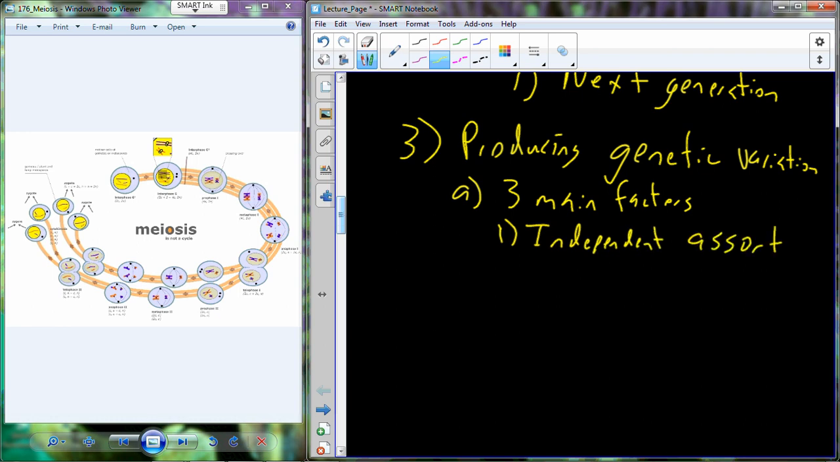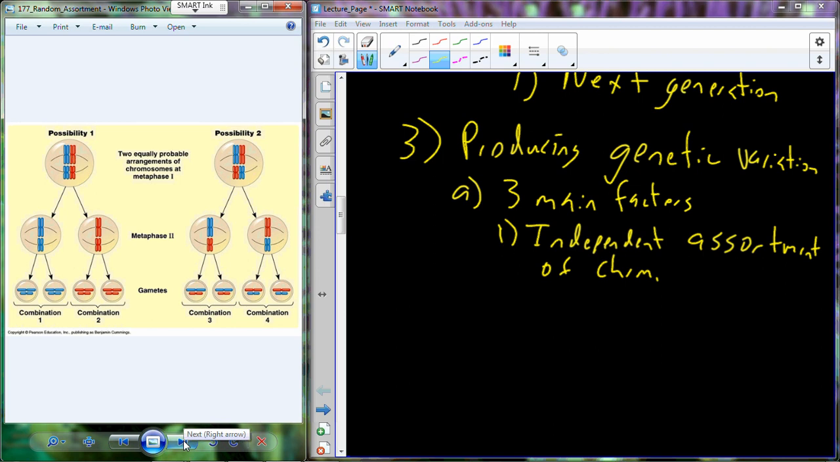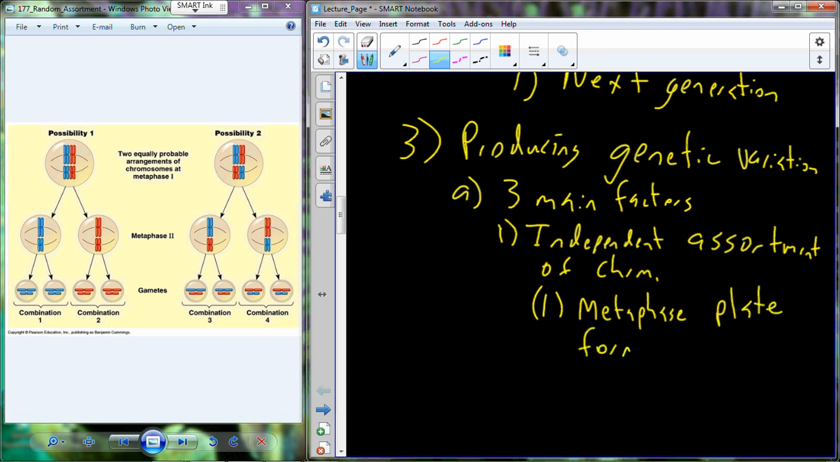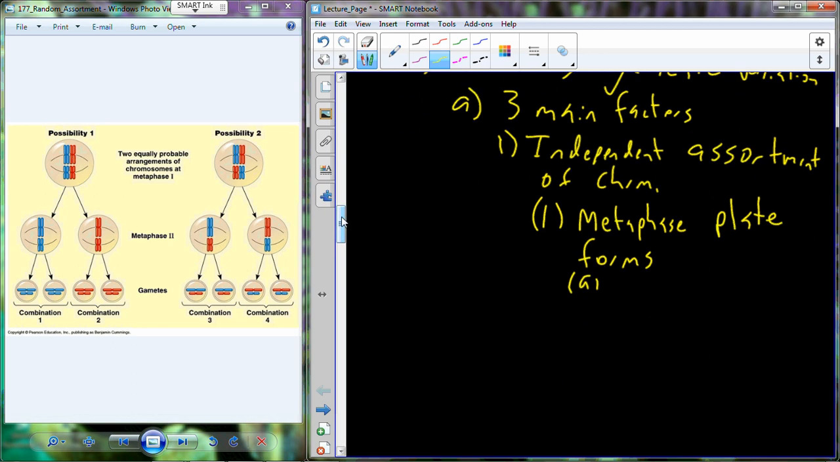The first thing is independent assortment of chromosomes, also sometimes referred to as random assortment. So this independent or random assortment of chromosomes occurs with the development of the metaphase plate during meiosis. The metaphase plate forms so that random distribution becomes possible.